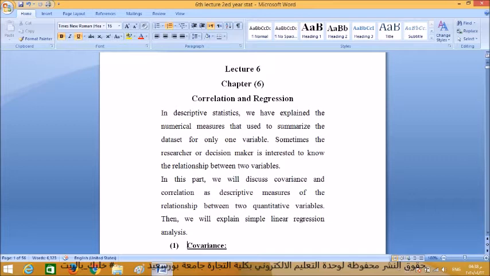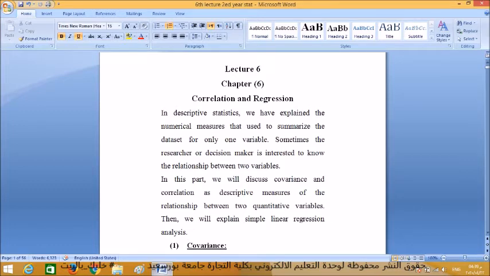This lecture deals with the relationship between two variables. This relationship can be explained by what we call covariance. Covariance means التغاير, and correlation الارتباط, then regression الانحدار. So this lecture contains the covariance and the correlation, and the next lecture discusses the regression.